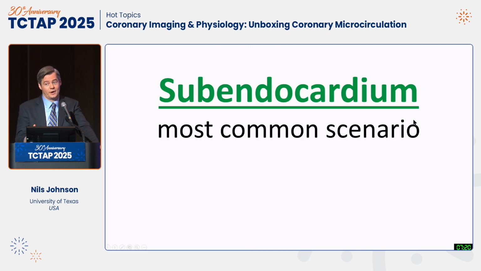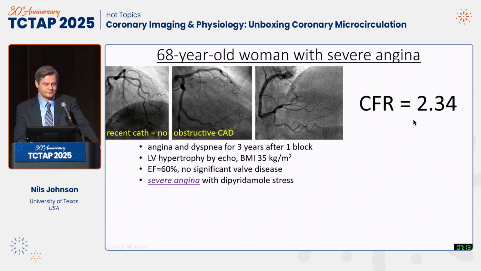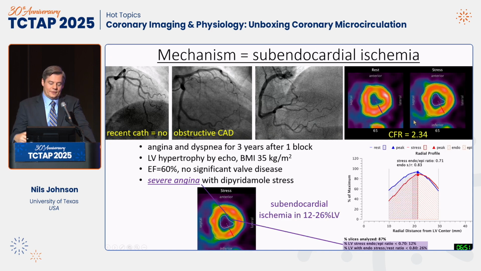So let's start off by going through these cases, and the first one actually ends up being the most common one if you just look at the entire population. So this is a woman who has severe angina during her dipyridamole stress infusion. You can see that she had the recent angiogram that I showed you. She has some left ventricular hypertrophy. She's obese, normal ejection fraction, and you can see that her coronary flow reserve is intact. We measured it by PET. The reason that she has these symptoms is because of blood flow to the innermost layer of the heart.